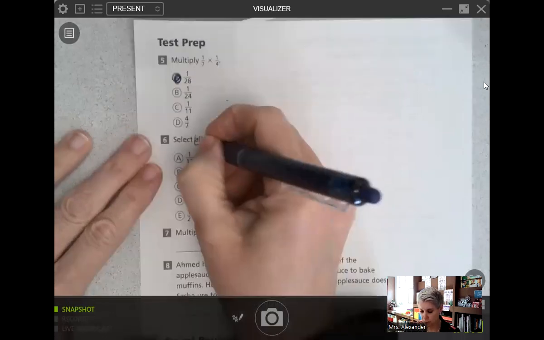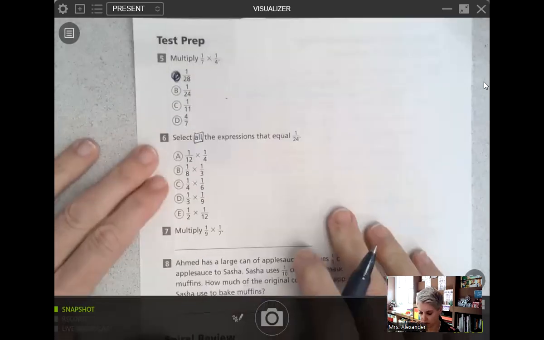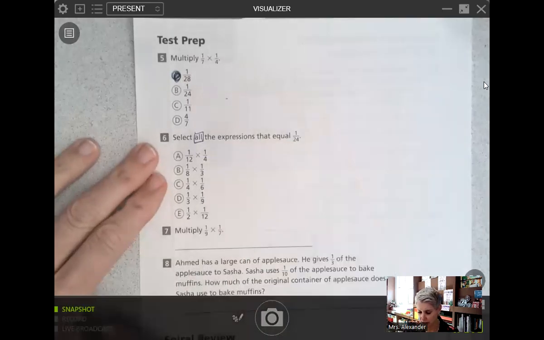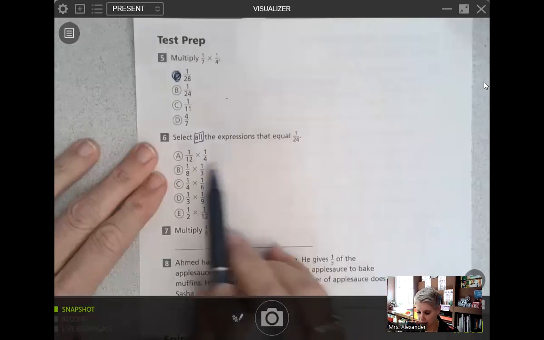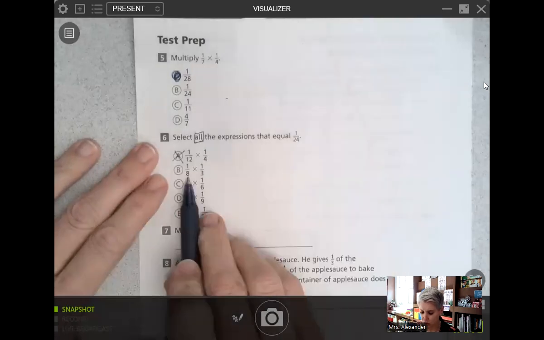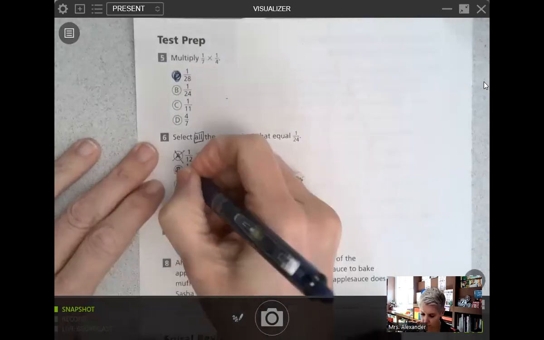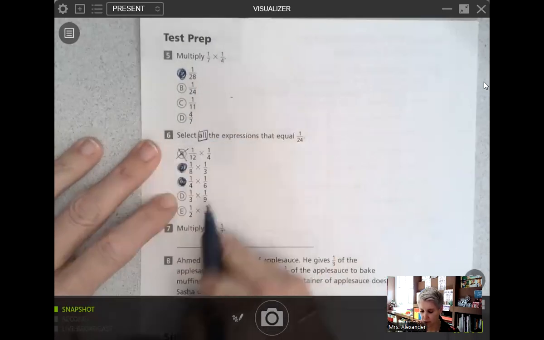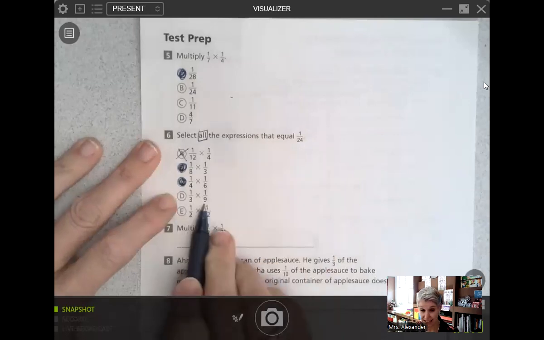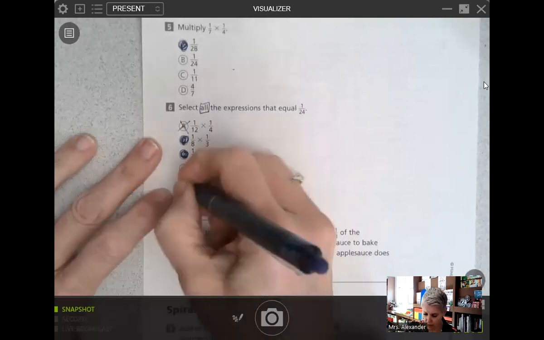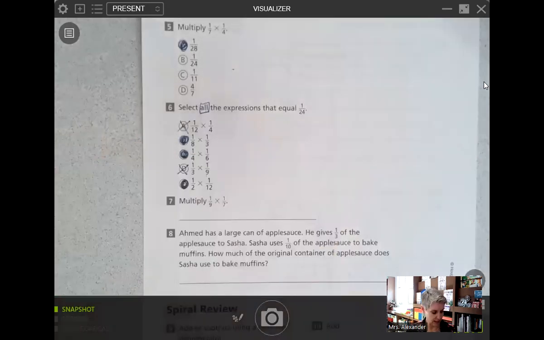Select all the expressions that equal 1/24. All of these have 1 in the numerator since we're just talking unit fractions. So I'm going to pay attention to the denominators. 12 times 4, that equals 48. That would be 1/48 right there. 8 times 3, that would be 1/24. 4 times 6, that would be 1/24. 3 times 9 would be 1/27. 2 times 12, that would be 1/24. So I think we have B, C, and E for those answers there.